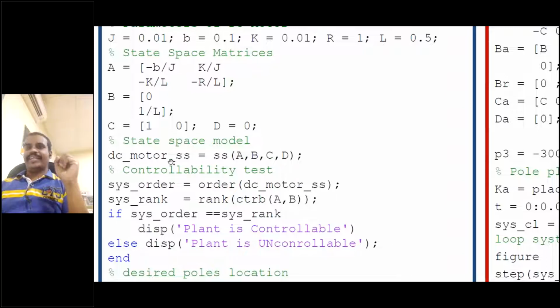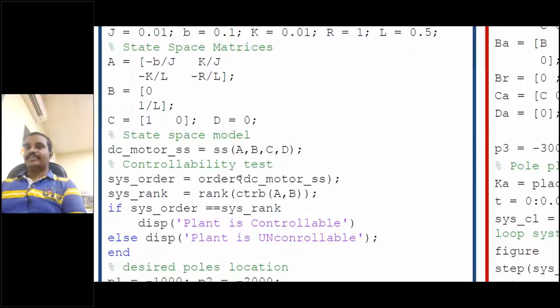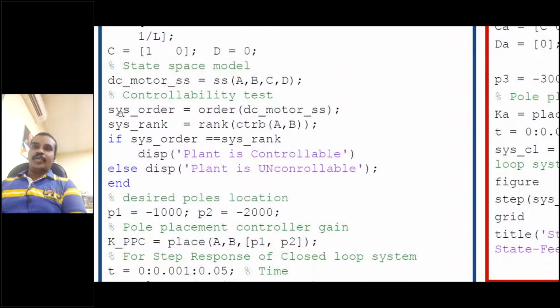This name you can give anything on the left hand side, but this SS is the inbuilt command, so you should give the SS itself. You cannot change this one. And I told you next I'll be doing the controllability test.